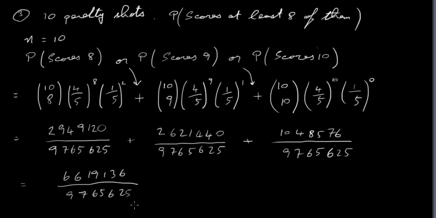So this is your probability that John scores at least 8 out of his 10 penalty shots. Okay, so he takes 10 penalty shots. What's the probability that he scores at least 8 of them? It's this thing here, and you can work that out as a decimal as well. I'll leave that to you to do.